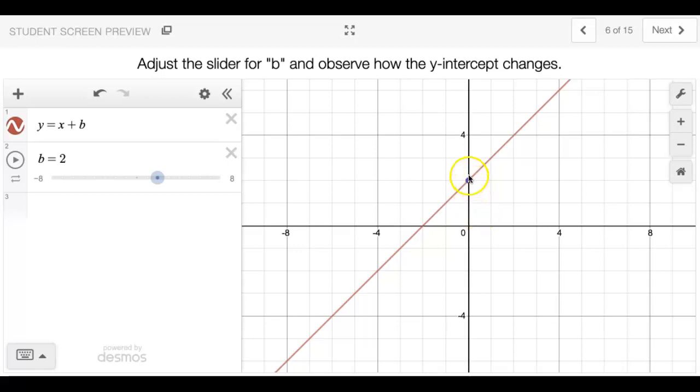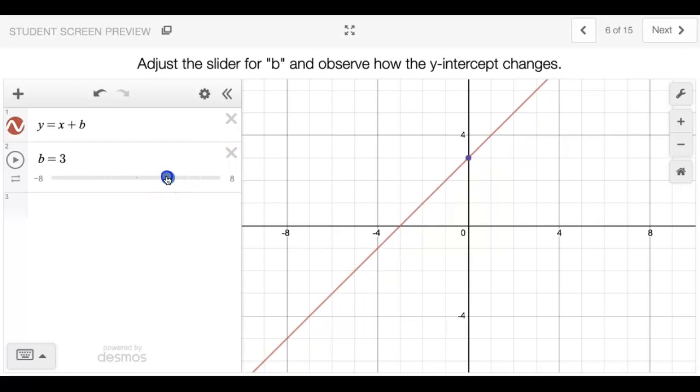What did we notice there? When I changed b to 2, this would be y equals x plus 2. Look at where it crossed the y-axis. Let's change it to 3. What do we notice now? Did you see any difference in the slope, though? Because here we have a slope with a rise of 1 and a run of 1, so the slope is 1.